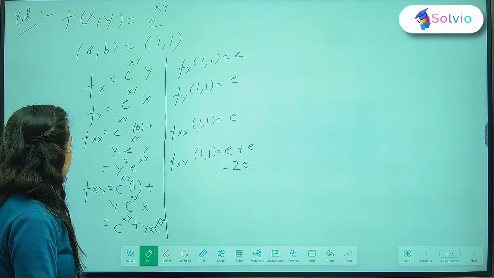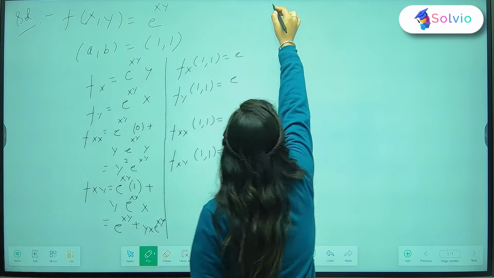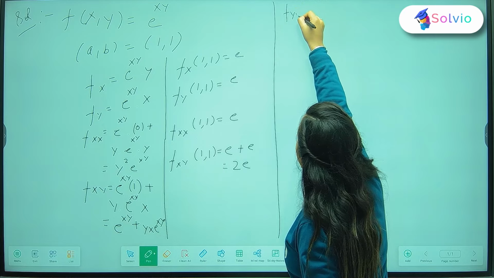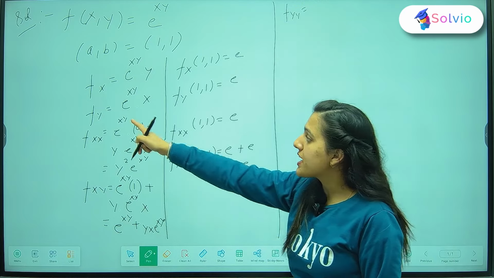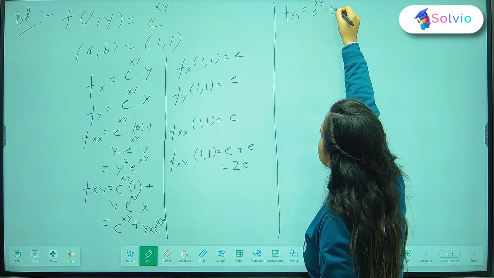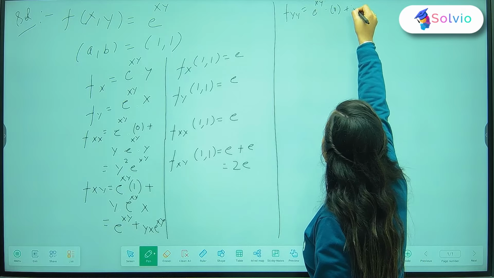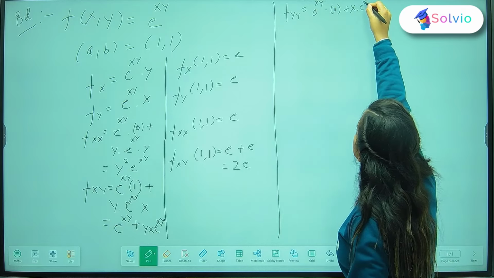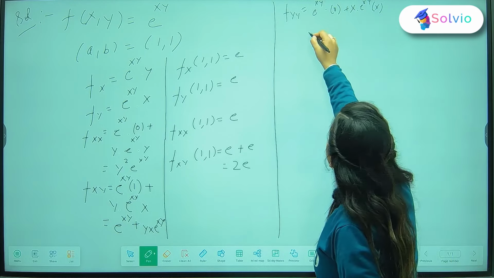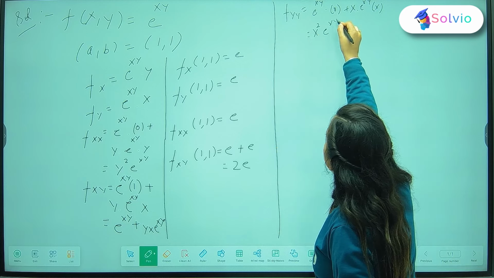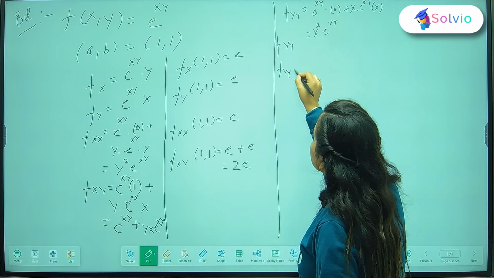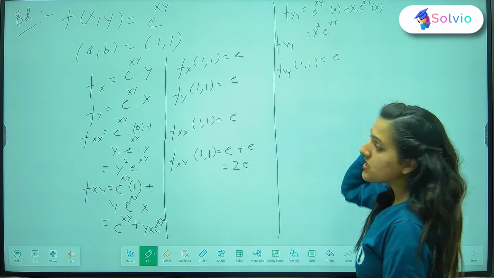Clear? Now we will find the second order partial derivative of a function f with respect to y, that is f of y comma y. Here you will partially differentiate fy again with respect to y. It becomes first function into derivative of second, which will be 0, plus second function x into derivative of first, which will be e raised to power xy into x. So it becomes x square e raised to power xy, that is our f of yy. Now find its value at point 1 comma 1 and it becomes e.